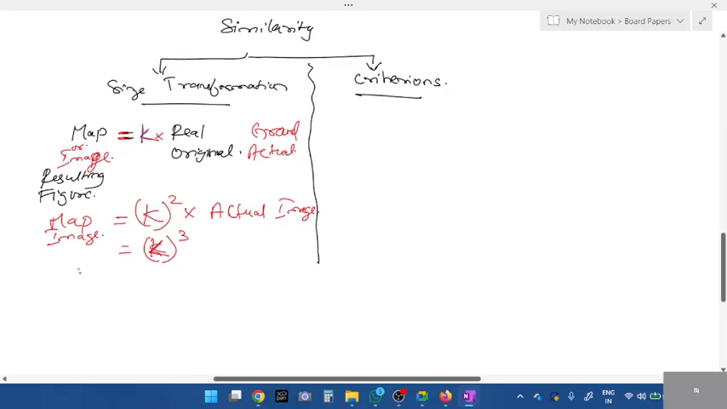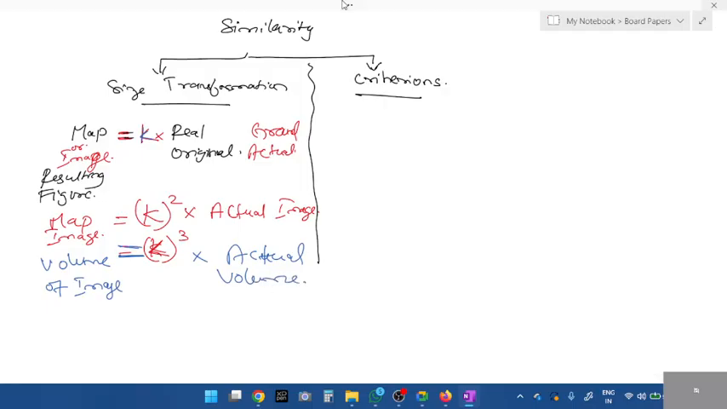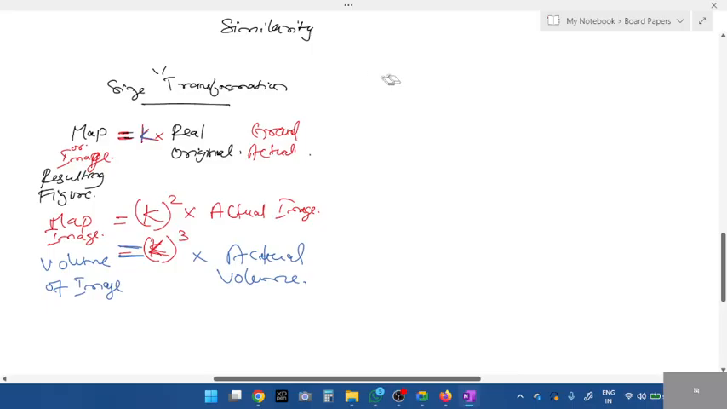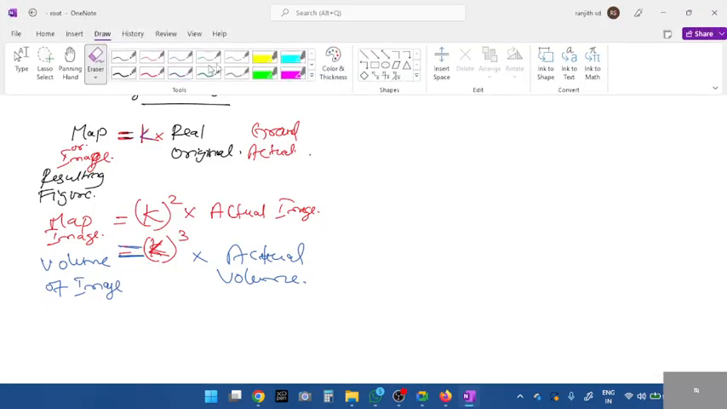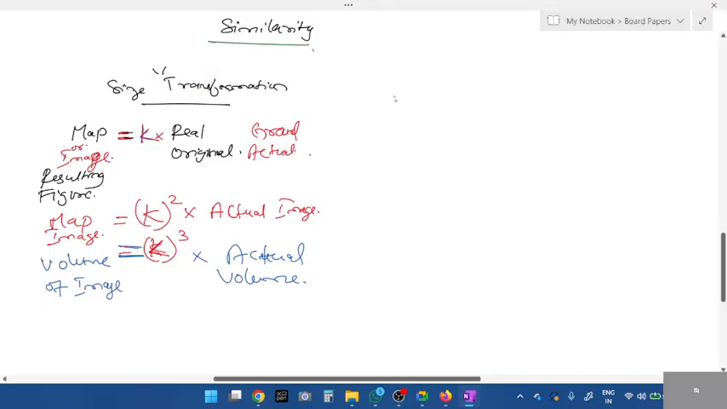Next, volume of image. Whatever image is given, volume of image on map is equal to k cube, k to the power 3, into actual volume. So just put size transformation. Now I'm teaching everything related to size transformation. Next, there are a few conversions related to this.